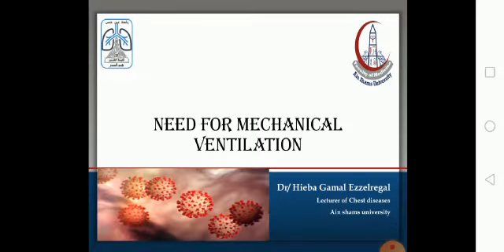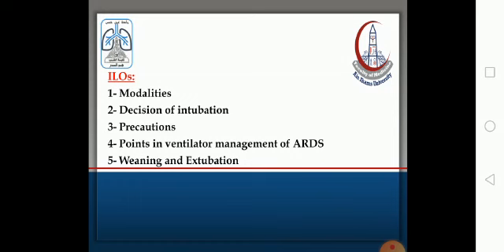الليكتشر بتاعتنا النهاردة على need for mechanical ventilation in COVID-19 patient for non-pulmonologist. الأوز بتاعت الليكتشر دي هنتكلم فيها عن modalities of ventilation in COVID-19 patient, decision of intubation, precautions during mechanical ventilation, some points in ventilator management of acute respiratory distress syndrome, some points in weaning and extubation of COVID-19 patient.